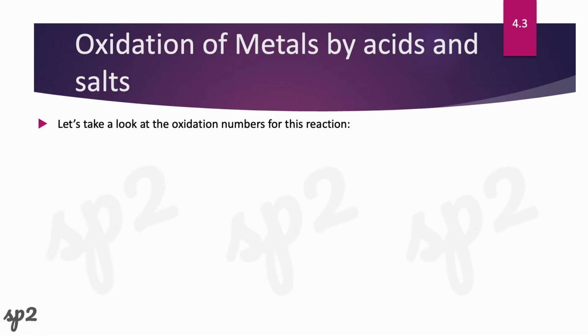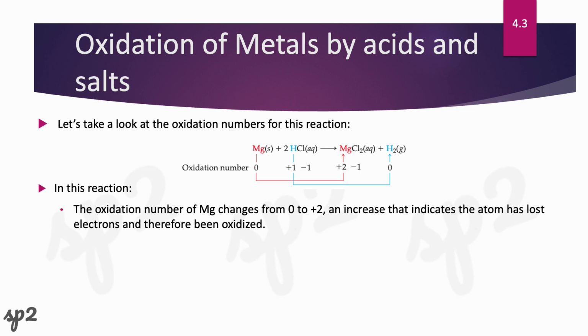Now we're going to be looking at the oxidation of metals by acids and salt. So let's take a look at the oxidation numbers for this reaction. What I have on the reactant side is just magnesium, which is reacting with hydrochloric acid. It is producing magnesium chloride and hydrogen gas. The oxidation number of magnesium is changing from 0 to +2, which is an increase in the oxidation number, and it is indicative that the atom has lost electrons. So we can say magnesium has been oxidized.